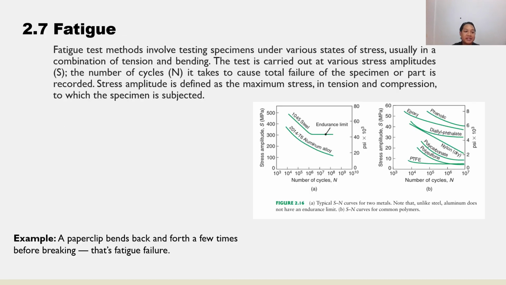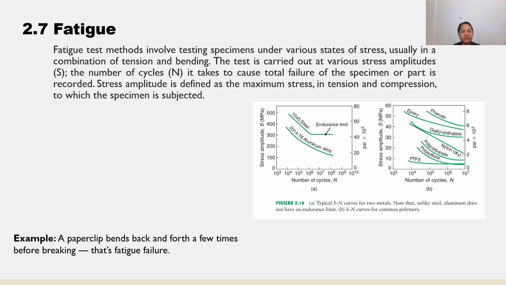Next, we have fatigue. Fatigue test methods involve testing specimens under various states of stress, usually in a combination of tension and bending. The test is carried out at various stress amplitudes, and the number of cycles it takes to cause total failure of the specimen or part is recorded.